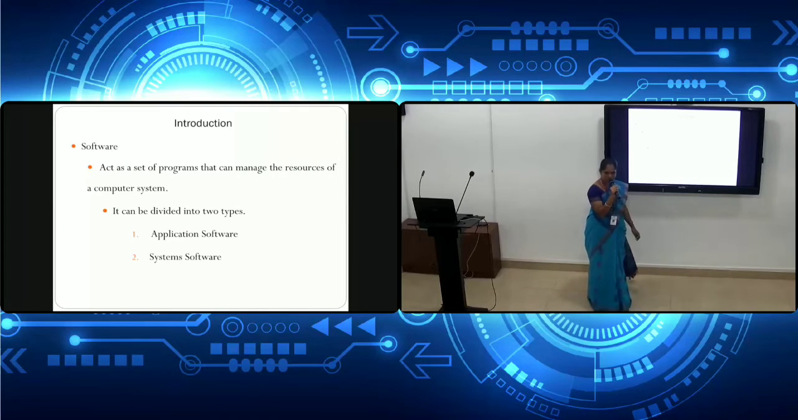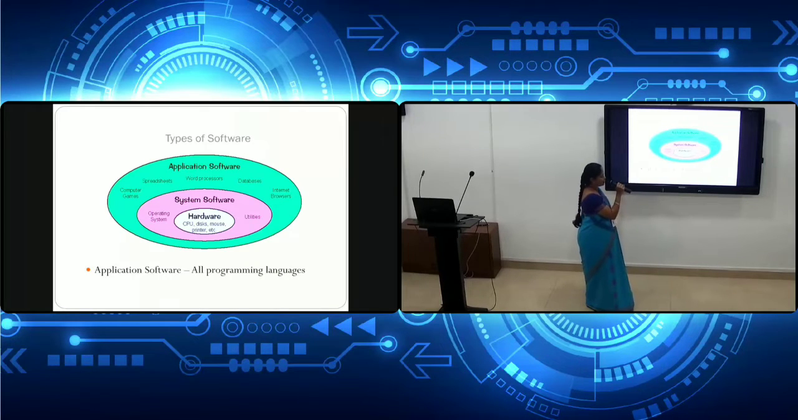What is software? Software is a set of programs which can be defined in many languages. It is just code. Software can be divided into two types: application software and system software. All your programming languages are called application software. For example, a word processor, database, internet browser. These are examples of application software.